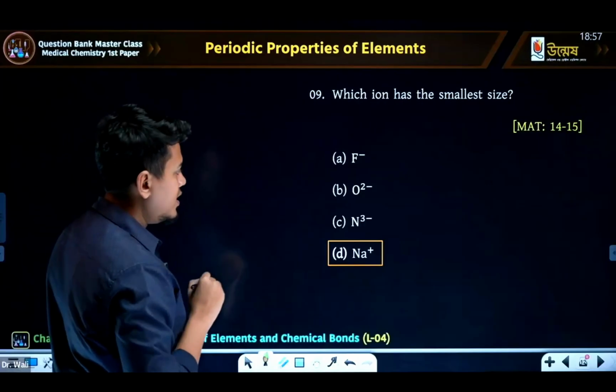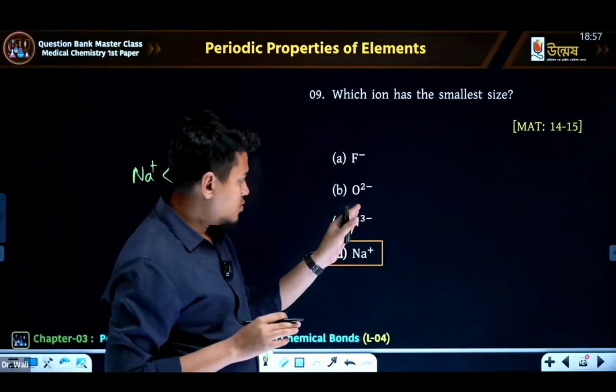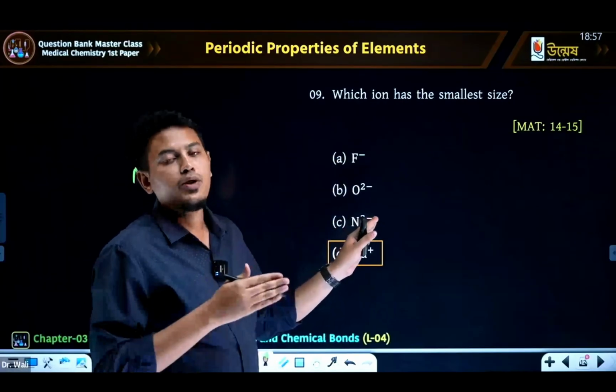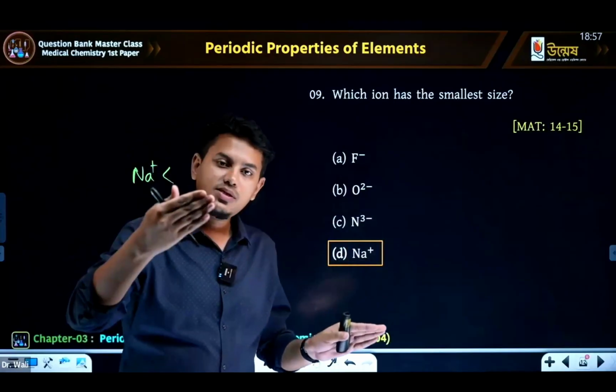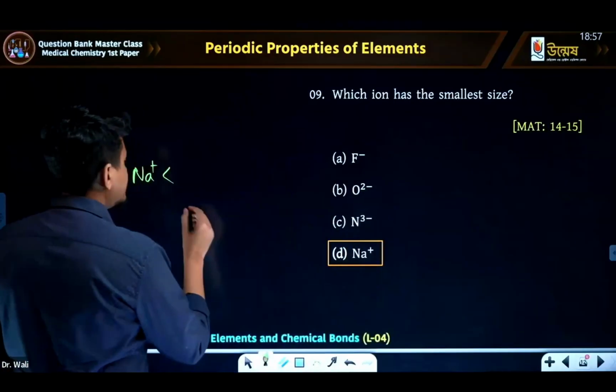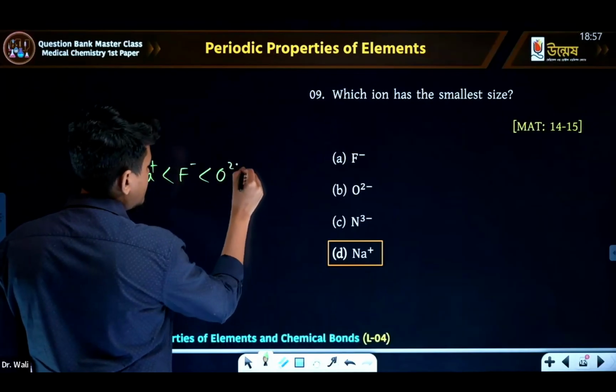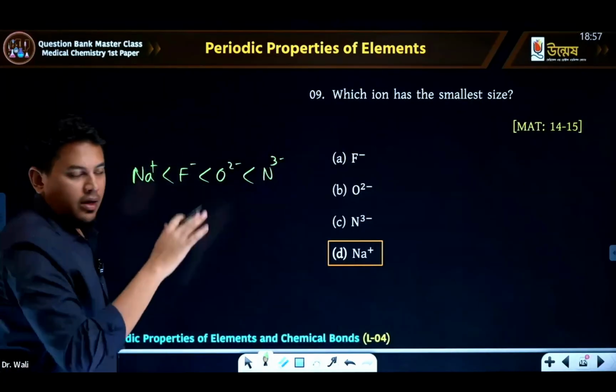So who will be larger than sodium? Among these 3 anions, which one will be the largest? With the highest charge, nitride ion will be the largest one. As we have learned, the more the charge, the larger it will be. So in that case, our order will be like this. I think you got my point.